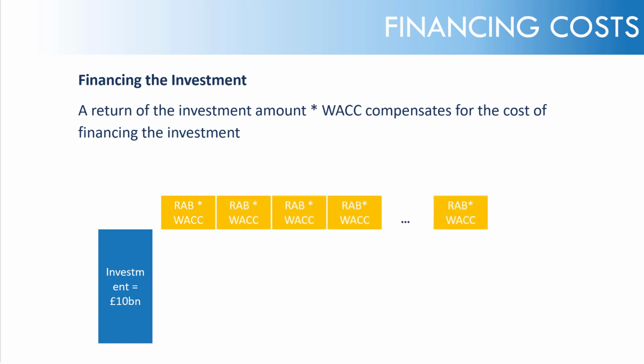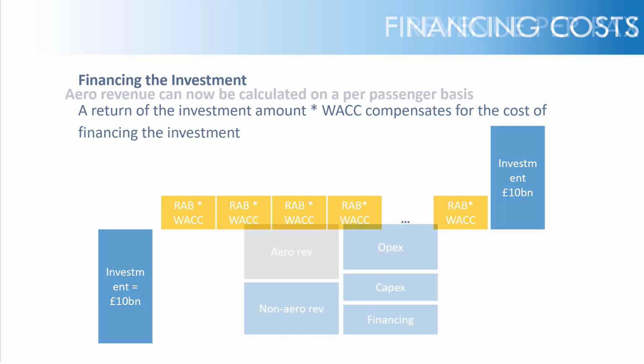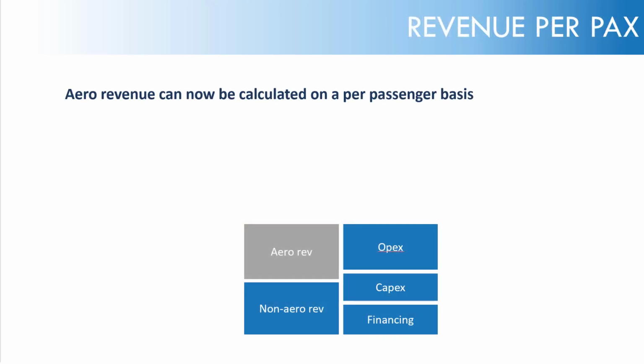Now, this is very similar to a bond, for example, where you issue a bond and then you get coupon rates. The coupon rates here are RAB times WACC, and you get the face value at the end. Or if the bond were to go into perpetuity, then you would keep getting the coupon values for perpetuity. So basically, this helps us to calculate the cost of recouping our initial investment before we layer on OPEX and CAPEX. This means that the aero revenue can now be calculated on a per passenger basis.